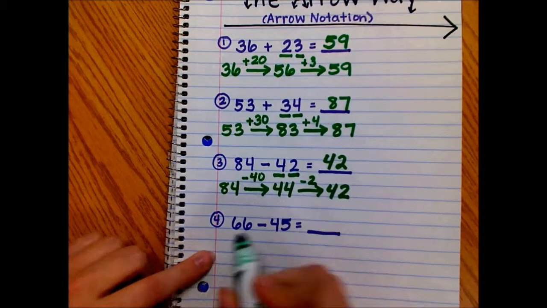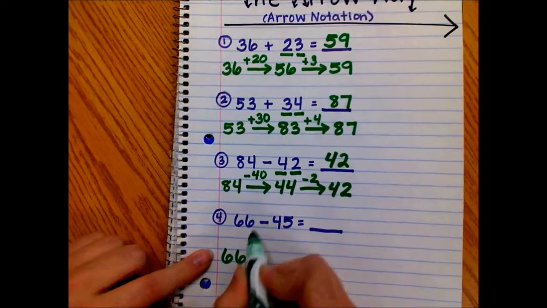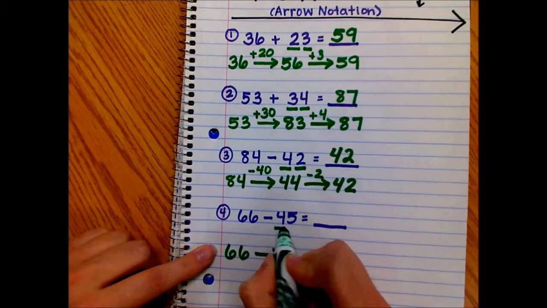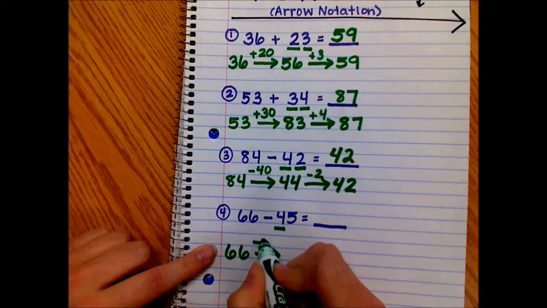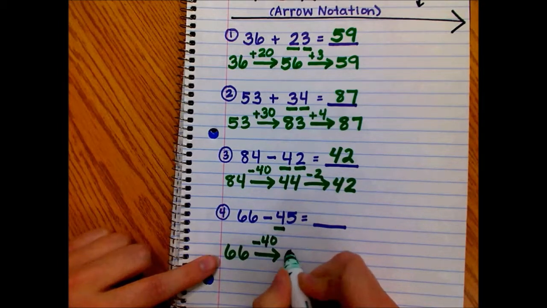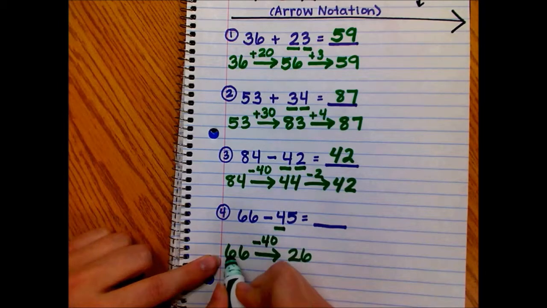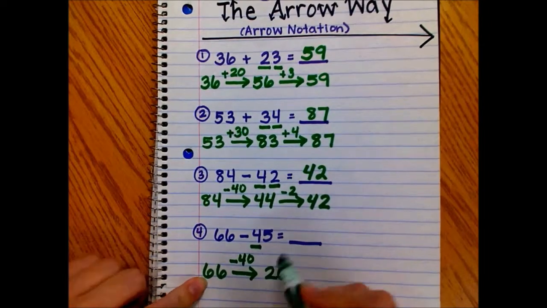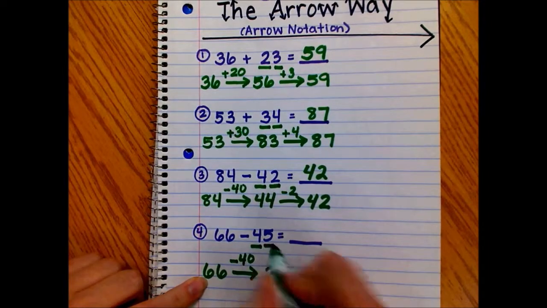66 minus 45. Again, we start with the first number. We draw our arrow and we subtract the tens. 4 tens is equal to 40. So 66 minus 40 is 26, because 6 tens minus 4 tens is 2 tens, and then we have our 6 ones. Now we have to subtract our ones.